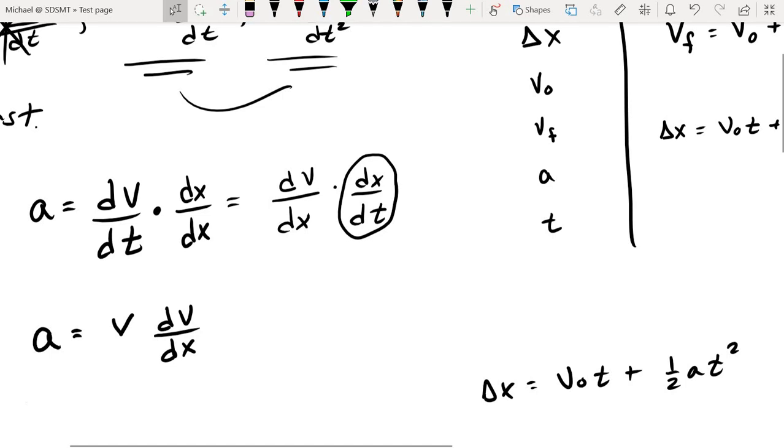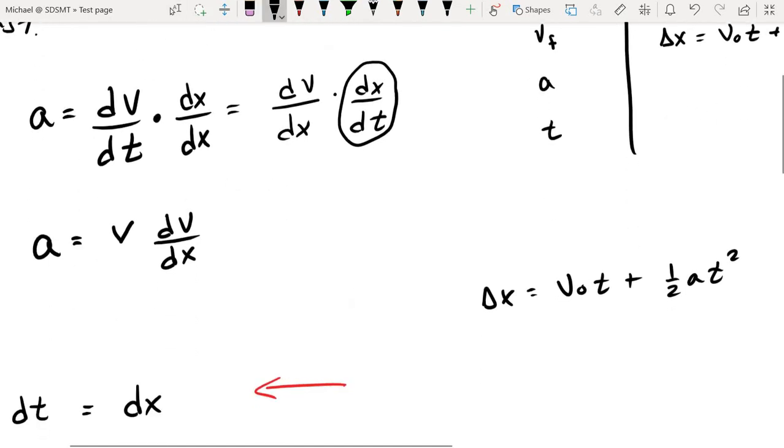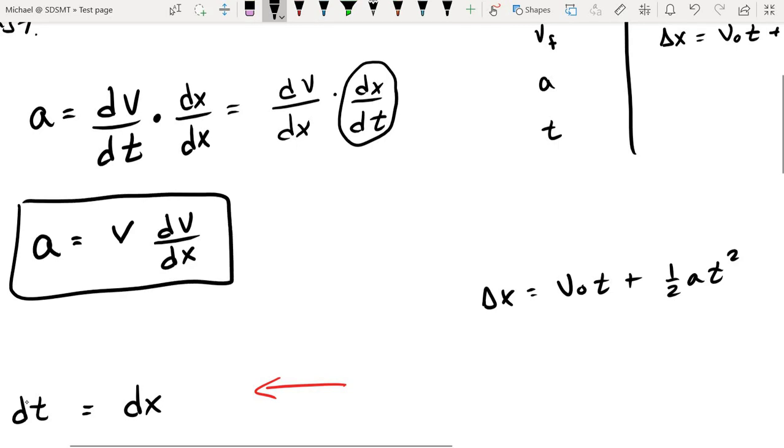Is that possible? Well, think about the last time you were in your car as you're driving down the road. Can your velocity change as you displace going down the road? And the answer is absolutely. Well, now we have a new expression that we can use our calculus on.